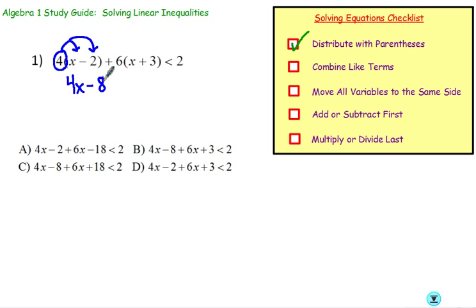All right, then let's carry on with the rest of the problem. I do see another set of parentheses here. So I'm going to take this 6, circling it, drawing my arrow. And so 6 times x is 6x. 6 times 3, which would be a positive 18.